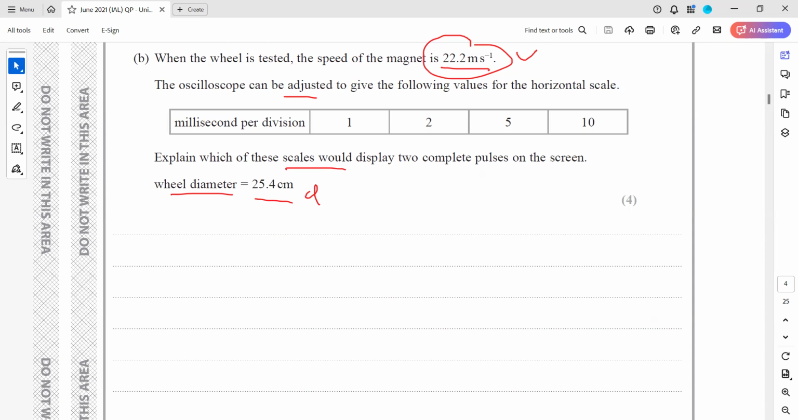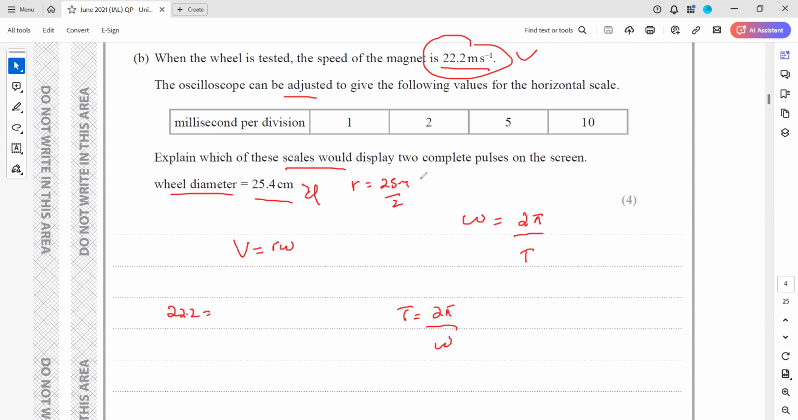So we have the formula V equals R omega. And whenever there's a complete rotation, omega equals 2 pi divided by T. So if we need T, T will equal 2 pi divided by omega. First we'll work out omega. V is given as 22.2. R is the radius; the diameter of the wheel is given, so the radius will be half of the diameter. 25.4 divided by 2, that will be the radius. Radius is half of diameter.